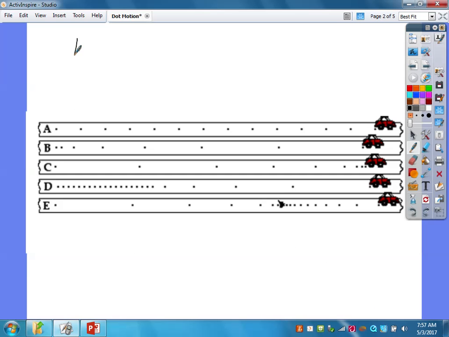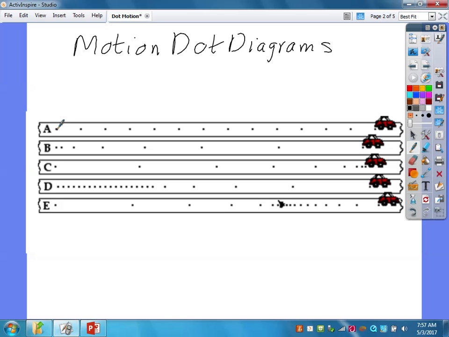So here we go. These are motion dot diagrams. These are pretty straightforward. Usually I don't have people struggle with these almost at all in any physics class. They're pretty simple. The whole idea of dot motion diagrams is a technique where usually we do a lab in which somebody follows a car, and you put a dot every single second where the object is at that point in time. So these dots are showing you what is happening every single second.